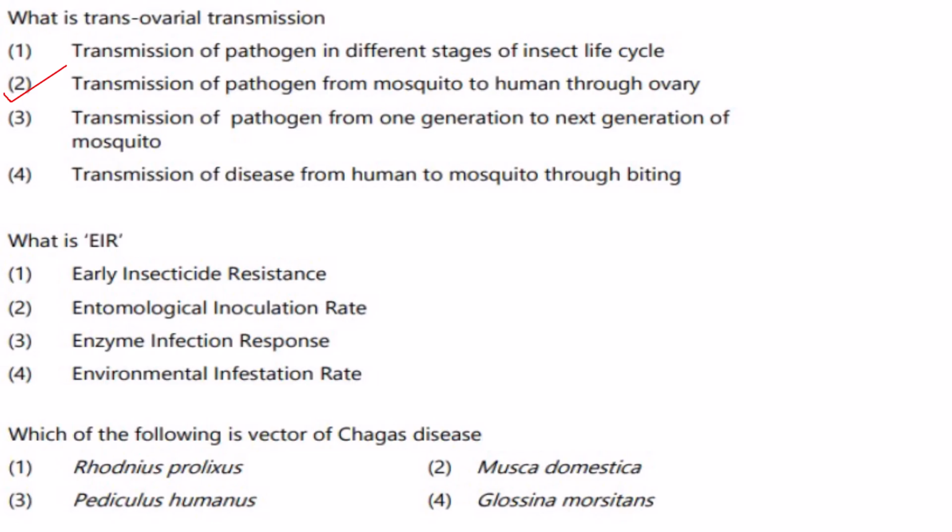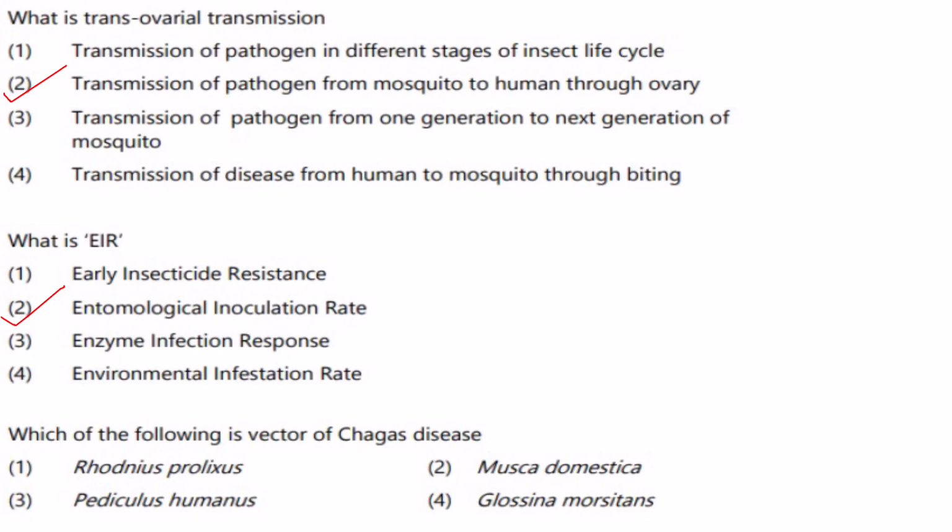Then what is EIR? EIR is entomological inoculation rate. It is a metric. Metric means just like you have centimeter and meter for measuring the distance. So just the same way, here it is entomological inoculation rate. It is a metric and it is used to measure the intensity of malaria transmission in a particular area. That is entomological inoculation rate.